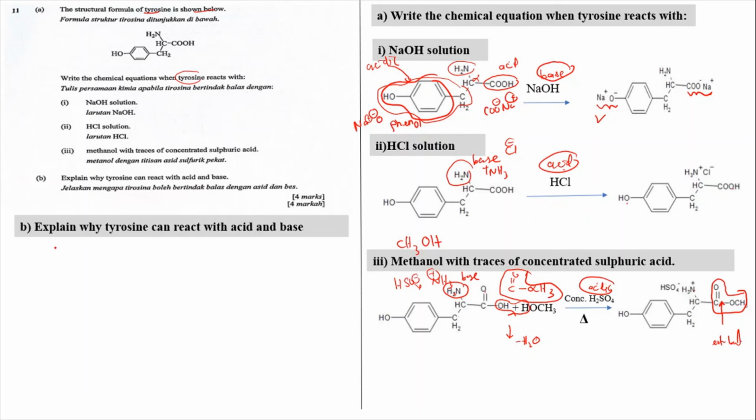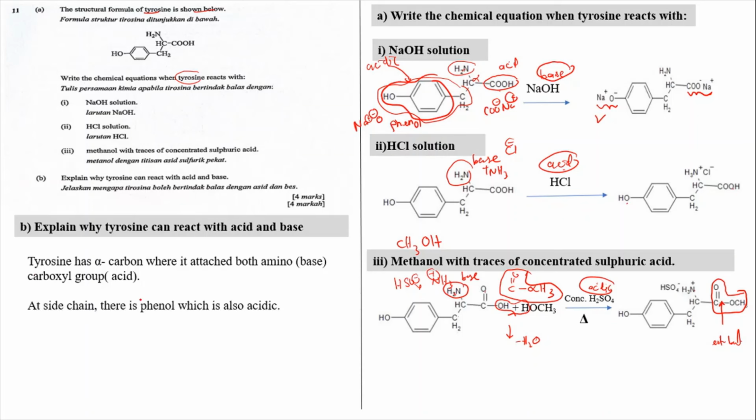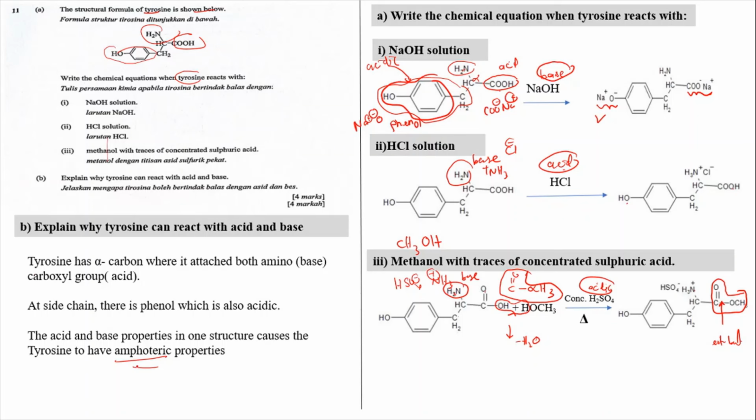Now, for question 11b, we have to explain why tyrosine can react with acid and base. In order to explain this, we can say that the tyrosine has an alpha carbon. The alpha carbon is attached to both the amino group as well as the carboxyl group. At the same time, the side chain consists of the phenol, which is also acidic. So the acid and base properties in one structure cause the tyrosine to have amphoteric properties, where it can react as an acid and it can also react as a base. So that's for question 11.